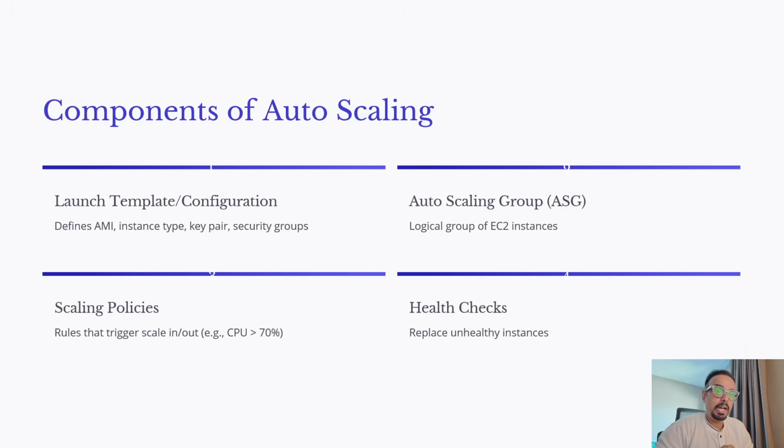Now talking about health checks, auto scaling constantly monitors your instances. If one becomes unhealthy, it is automatically going to be terminated, or it is going to be replaced with a new one, or it is going to bring up a new server. There are multiple patterns of it you can select while you are creating your auto scaling group. And together these four components make auto scaling self-healing, cost efficient, and highly reliable, ensuring your application always runs at the right scale.